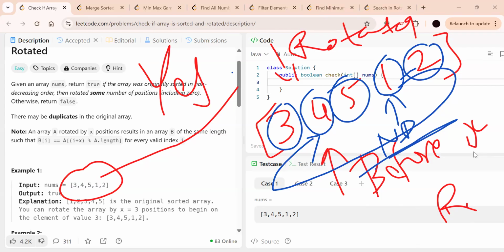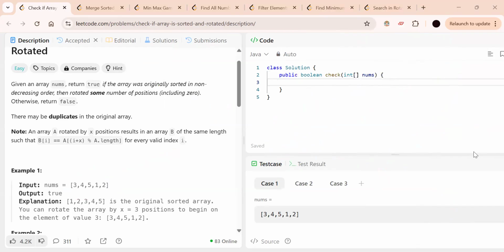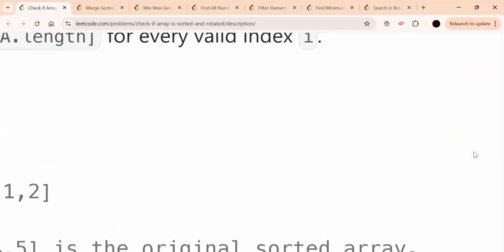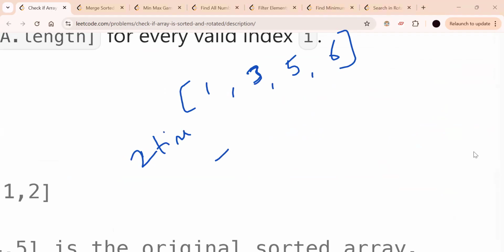To make it pretty much clear to you people, let's take a pretty simple example. Let's take an array 1, 3, 5, 6. Now if you rotate this array 2 times, what happens? You will get output something like this: 5, 6, 1, 3. Right, 5, 6, 1, 3.